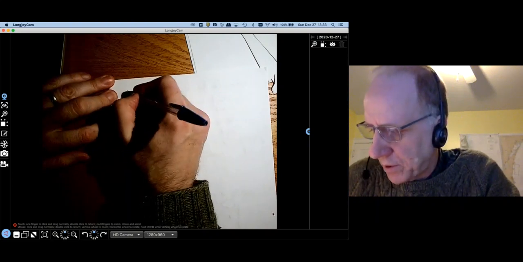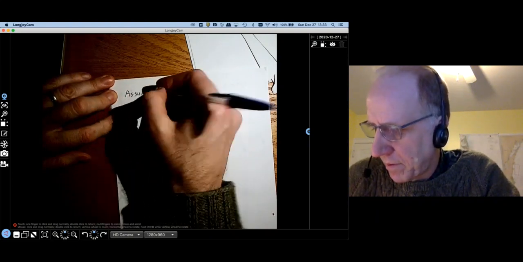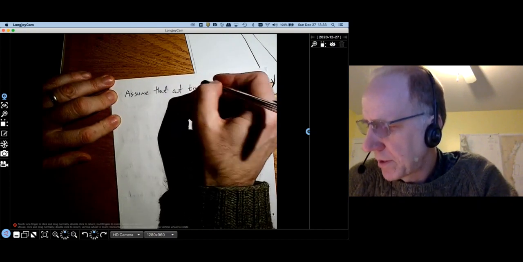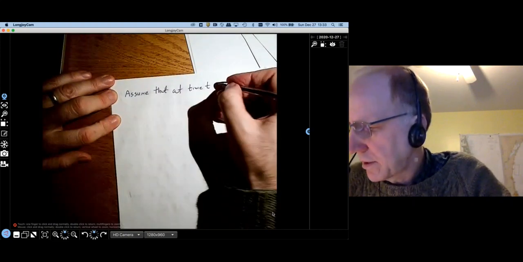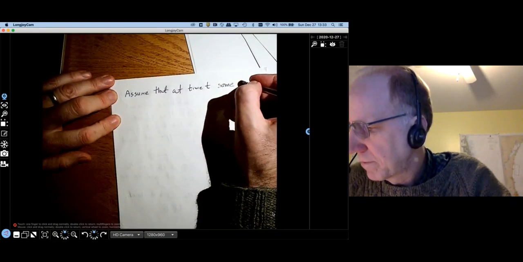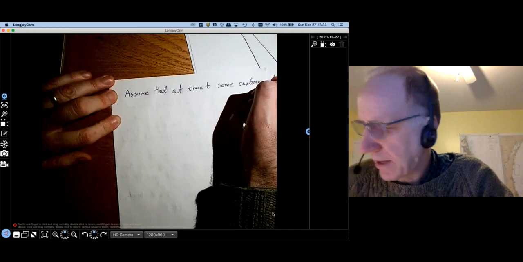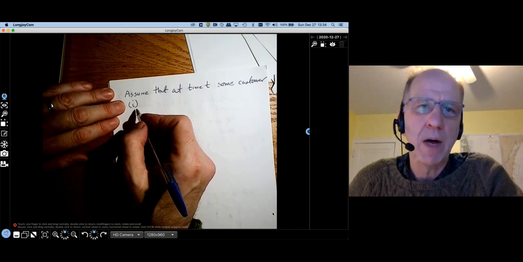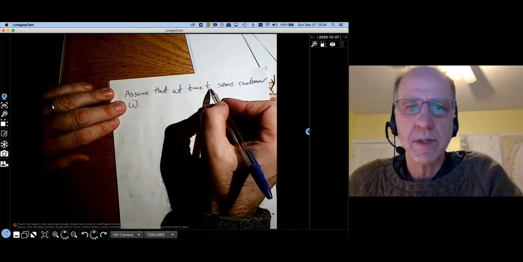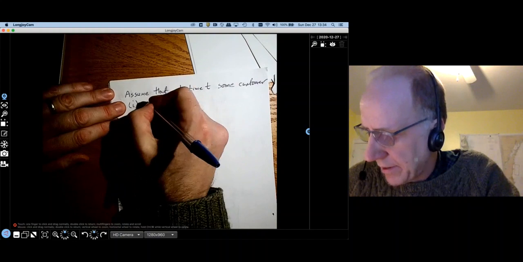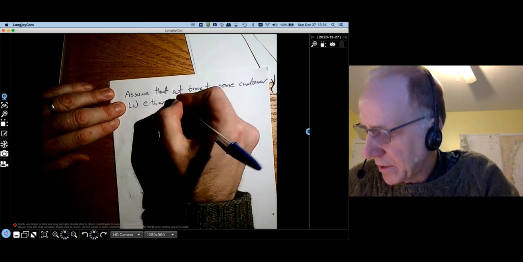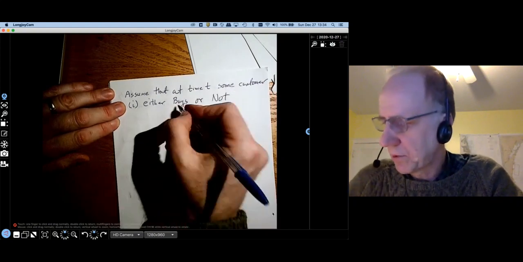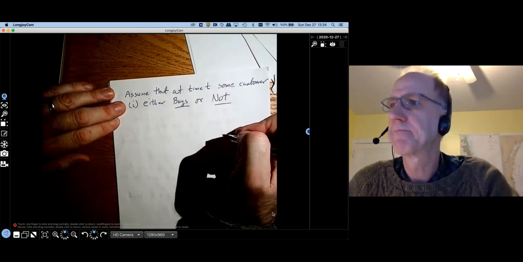We're going to start by assuming that at time t, some customer, and if you want a subscript, we can call that subscript i. So I will index customers and t will index time. Either buys or not. Those are going to be my two states, buy or not buy.